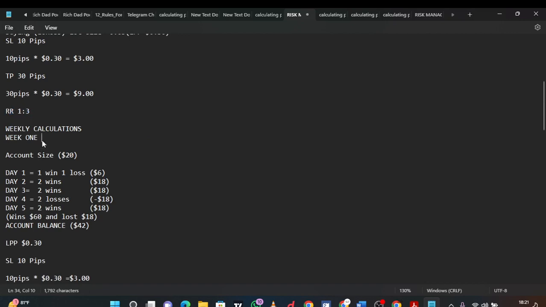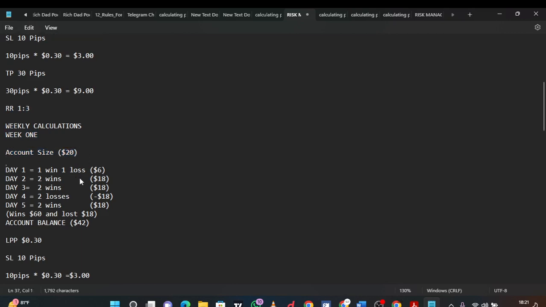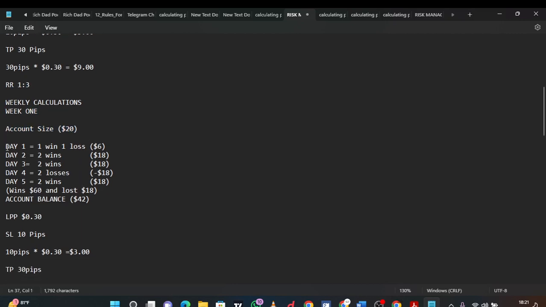So our account size starts weekly calculations. So it's week 1. So what is our account size? Our account size is $20 in week 1. So for example, day 1, that is our Monday, we enter. The first day we make 1 win and 1 loss.